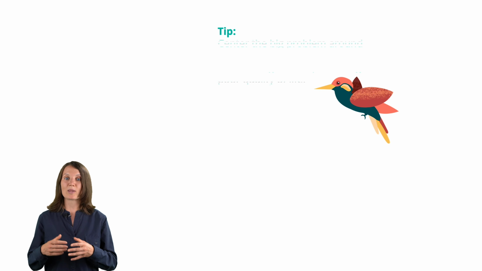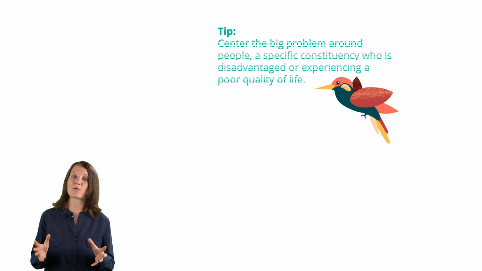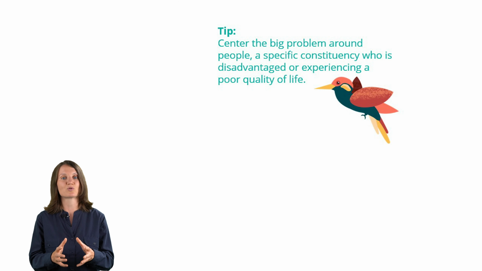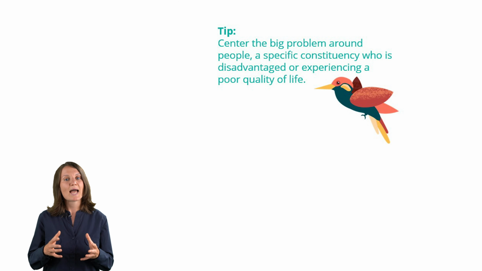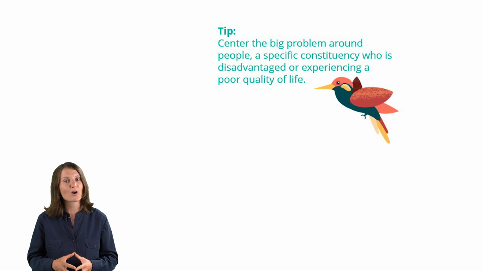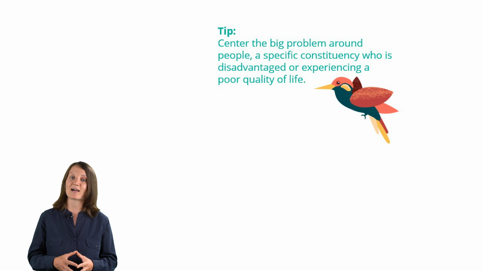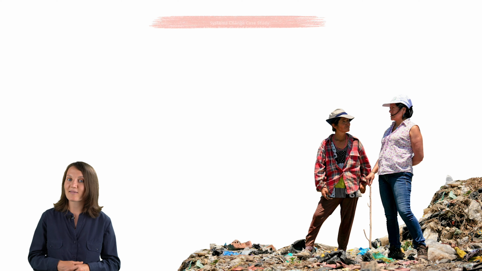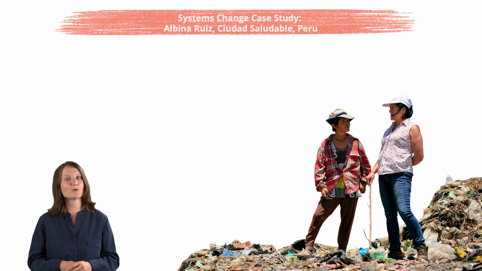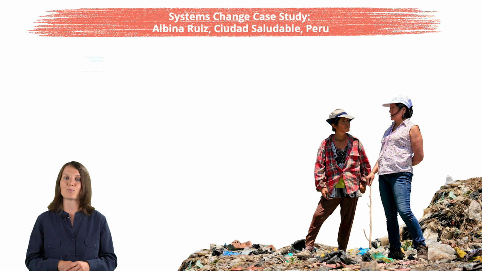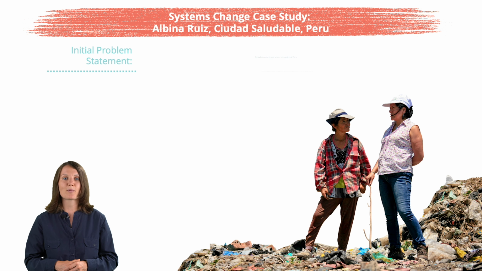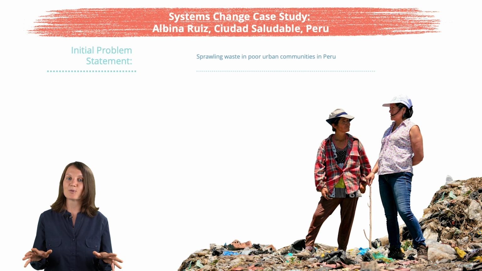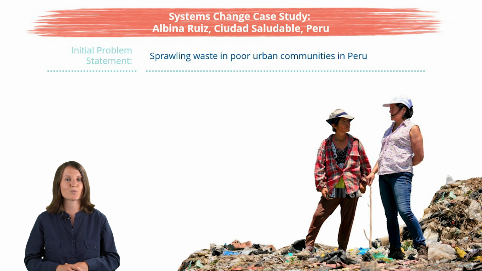We recommend that, when possible, you center the big problem around people, a specific constituency who is disadvantaged or experiencing poor quality of life. Also, when you talk about specific environmental issues, try to highlight their connection to humans. Let's apply this concept to our example and have a look at how Albina, Ashoka fellow from Peru, formulates her big problem statement. We're talking about the problem of sprawling waste in poor urban communities in Peru.